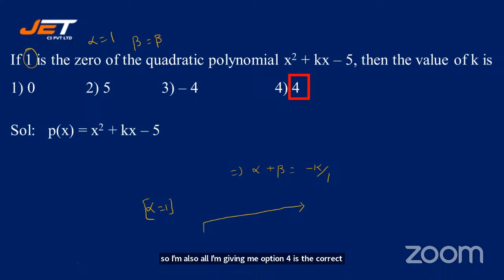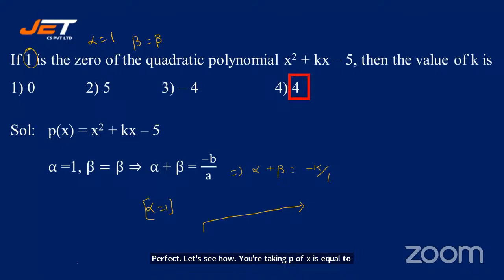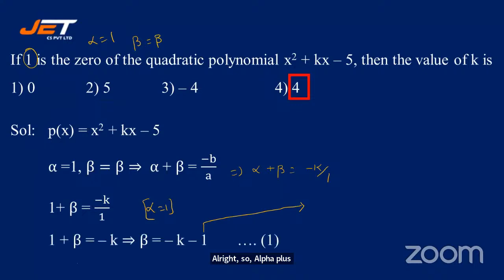Perfect. Let's see how. You're taking P of x is equal to x square plus kx minus 5. So as I told you, alpha is 1, beta is beta only. So what is alpha plus beta? Minus b by a. So here minus b by a is nothing but minus k by 1. See, it is clearly explained here. All right. So alpha plus beta, we know alpha is 1. So 1 plus beta is minus k. Beta is minus k. This plus 1 goes to the other side.